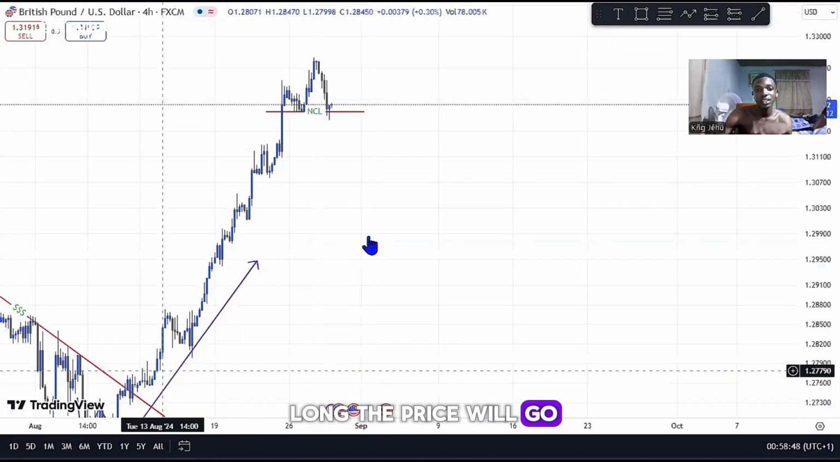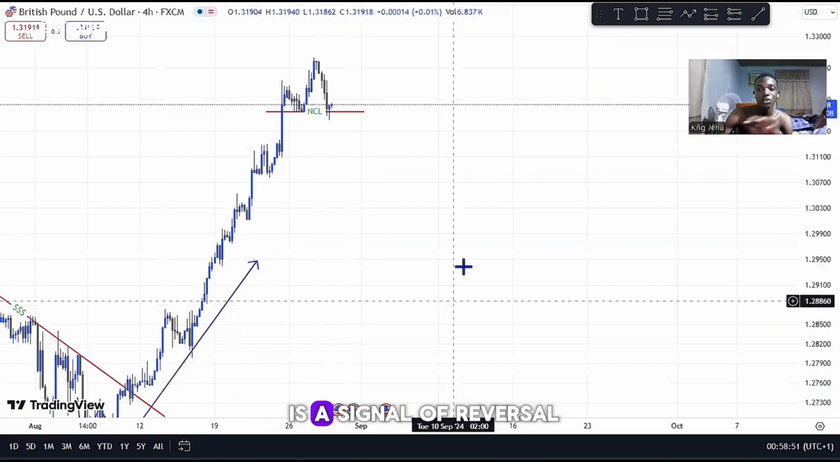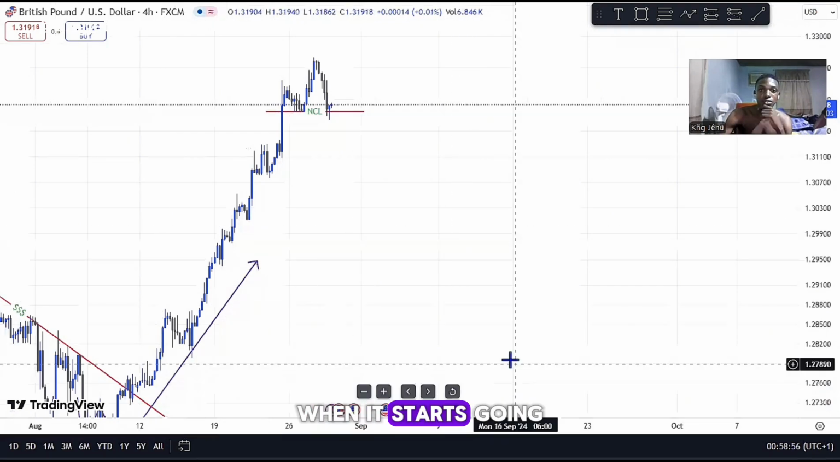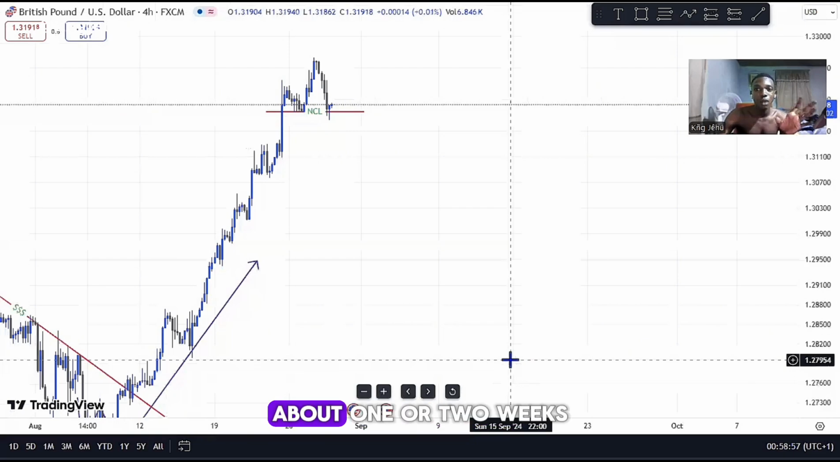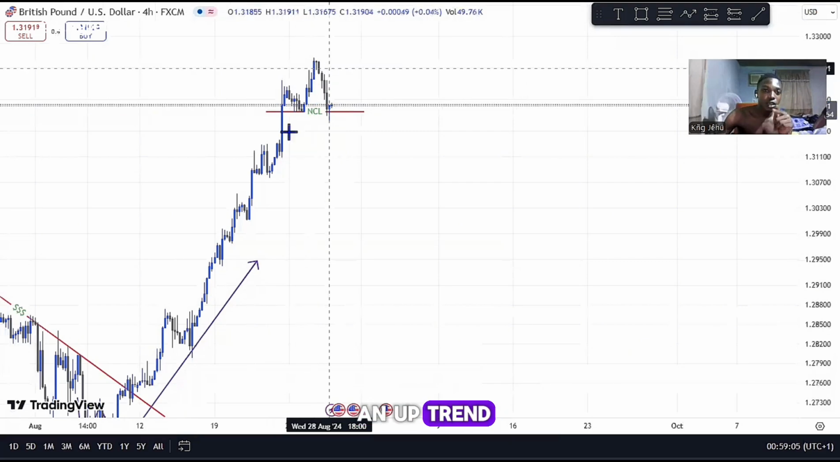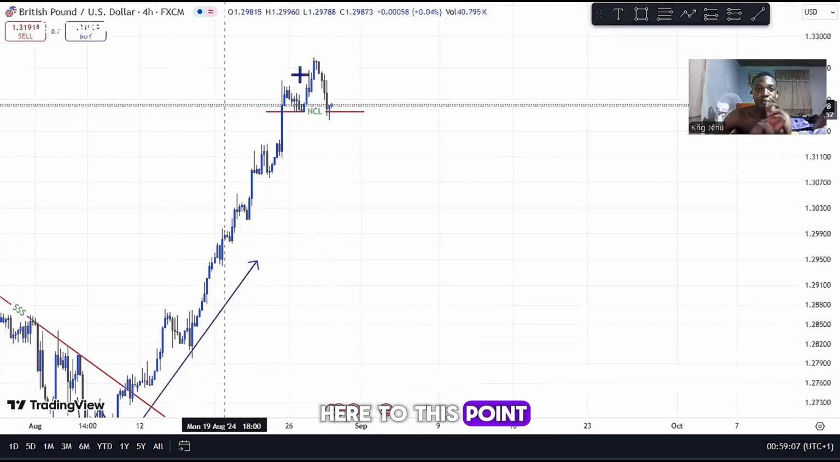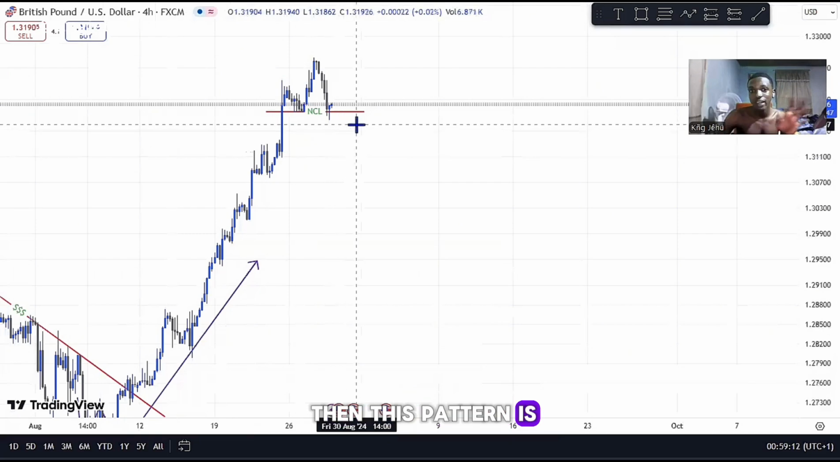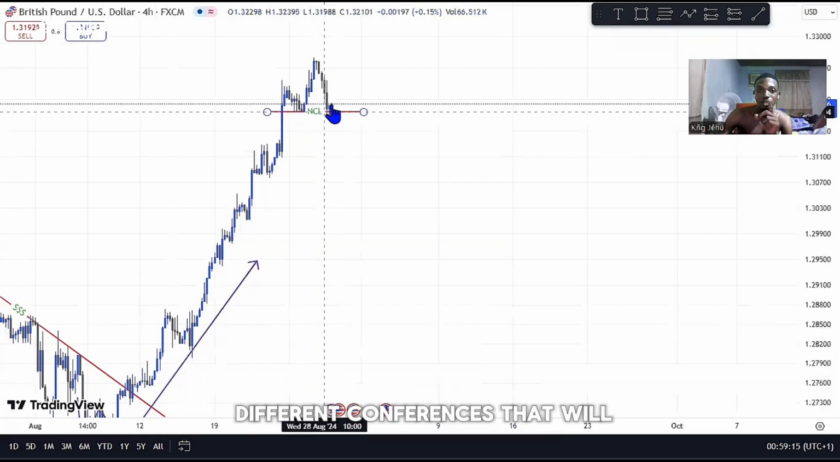So that's how long the price will go. But in case there is a signal of reversal, you can also take a long trade. When it starts, it's going to be a trade of about 1 or 2 weeks, because this head and shoulder pattern always occurs at the end of an uptrend. You can see from here to this point, the market has been bullish, and then this pattern is coming out. Also, you can find different confluences that will support the downtrend.